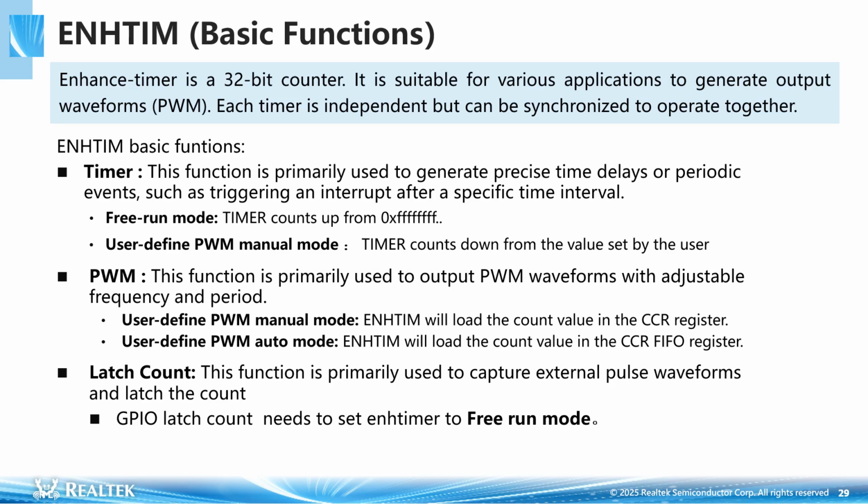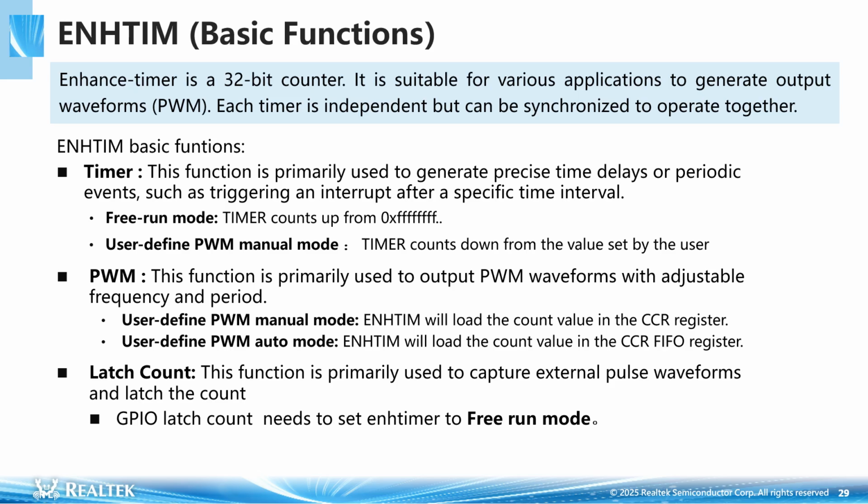The first major function is the counting function, which is divided into 2 modes: free-run mode, where the count is incrementing, and user-defined manual mode, where the counter is decrementing and users can set the timing period. The second major function is the PWM function, which can be configured in auto mode or manual mode. These 2 modes have differences in the registers that are written to. The third function is the latch count function, which can capture external GPIO signals.